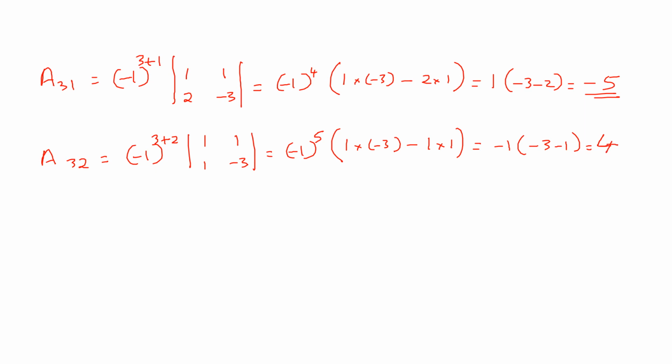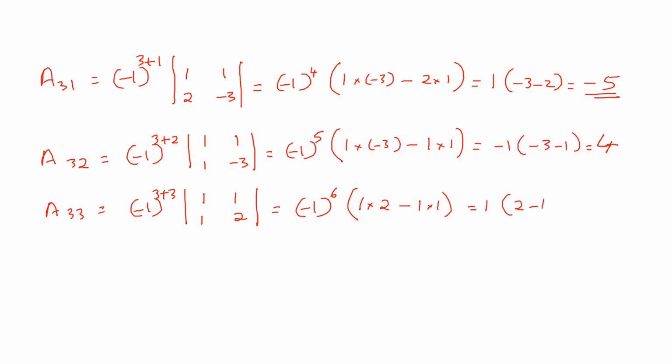Then the last cofactor, that is A33, that is minus 1 to the power 3 plus 3 into the minor 1, 1, 1, 2, that is minus 1 to the power 6 into 1 into 2 minus 1 into 1, that is 1 into 2 minus 1, that is equal to 1. So we have found out all the cofactors. Therefore, in the next slide, let me write the cofactor matrix.